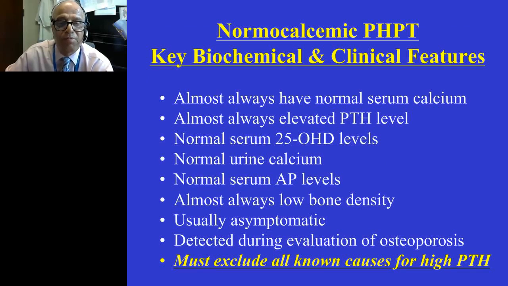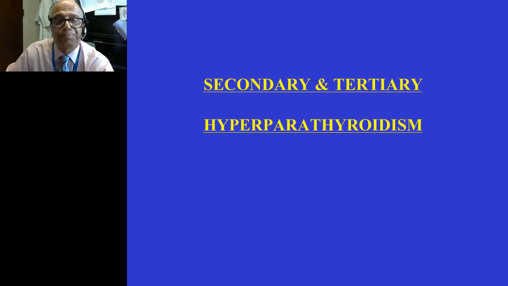The new entity that has come up because of the frequent measurement of the PTH assay in osteoporosis management is so-called normocalcemic hyperparathyroidism. This clinical entity is somewhat undefined yet, but they almost always have normal serum calcium, but one must exclude all known causes of elevated PTH, such as low vitamin D level, low urine calcium, and patients who have other drugs that cause PTH elevation. So once one excludes those, then one is diagnosed with normocalcemic hyperparathyroidism, but it is unclear exactly what one should do with these patients.